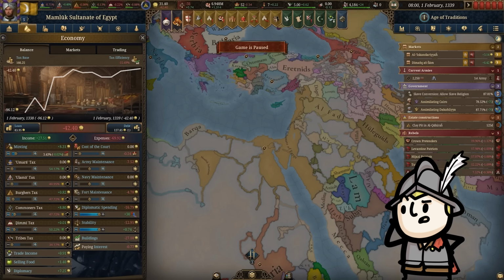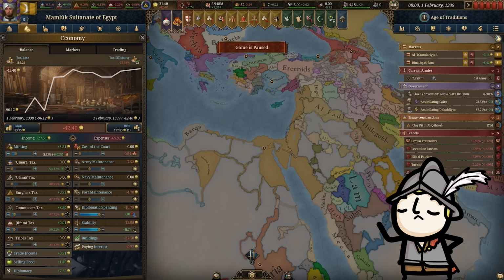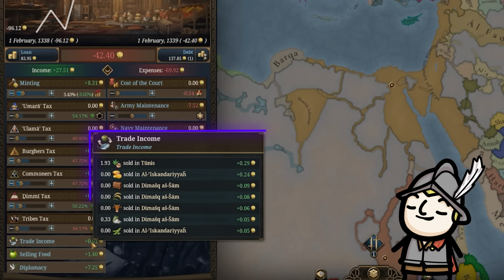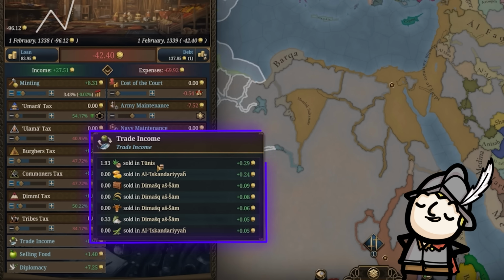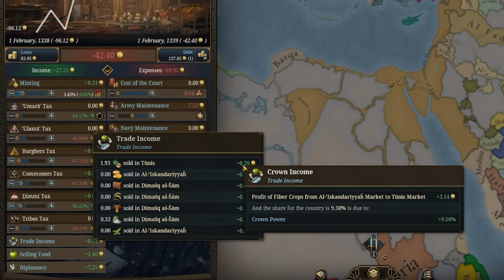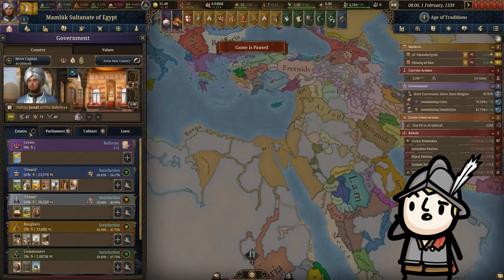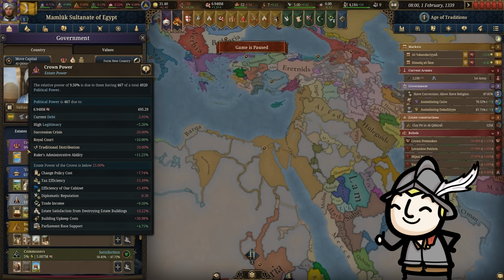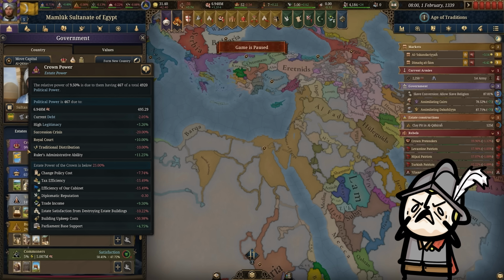So now that we have a profitable trade, let's see how much money we're actually making from it. We can do that by taking a look at our economy panel and down here at trade income, where all of our trades are broken down. Right at the top, you can see that we are selling our fiber crops in Tunis, and we are making 0.29 ducats from that. Now, the actual profits are 3.14, but then that is being modified because of our crown power. Our crown power right now is very low, so our share of the trade is also very low. We can see our crown power by going to our estates panel. It's right here. Again, that succession crisis is really negatively affecting us.